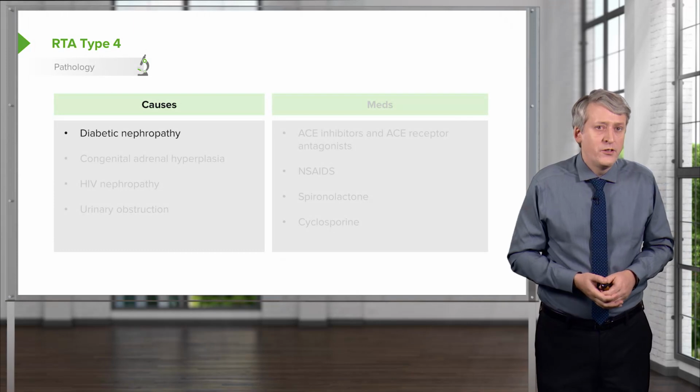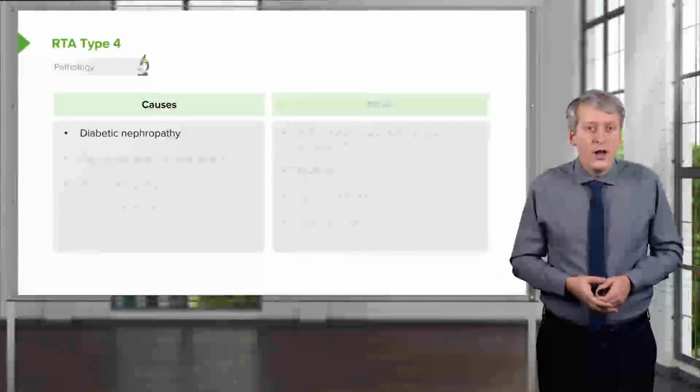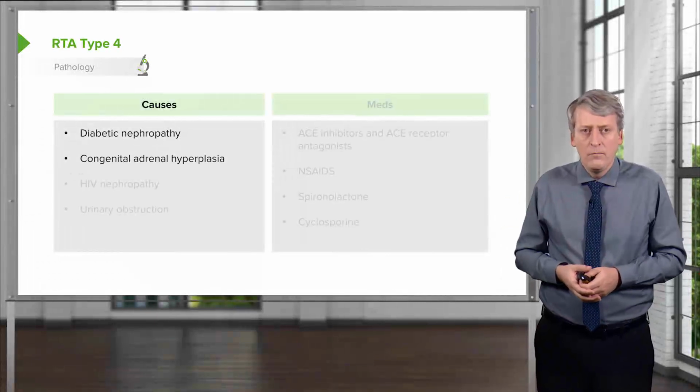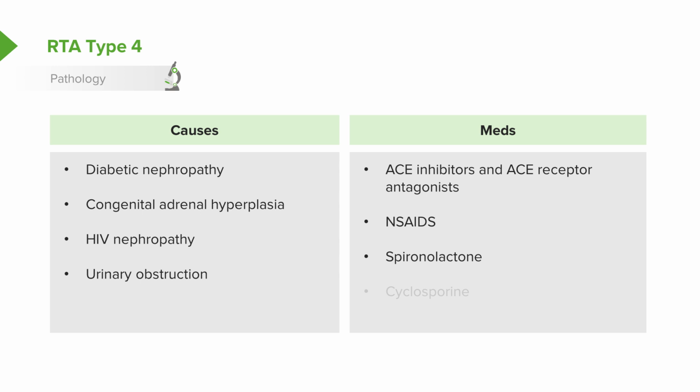There are many potential causes of a type 4 RTA. Examples include diabetic nephropathy, congenital adrenal hyperplasia, and that's certainly how we see it most often in young babies and children. HIV nephropathy can cause this, or it can be from long-standing urinary obstruction. This condition can also be caused by drugs. Some drugs that can cause type 4 RTA include ACE inhibitors or ACE receptor antagonists. NSAIDs can do it. Spironolactone, the potassium-sparing diuretic, can cause it, and it can be caused by cyclosporin.